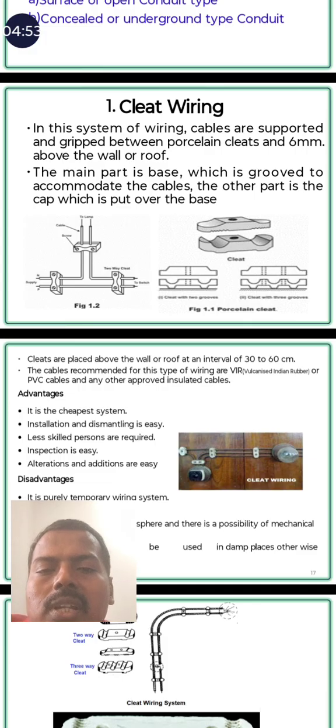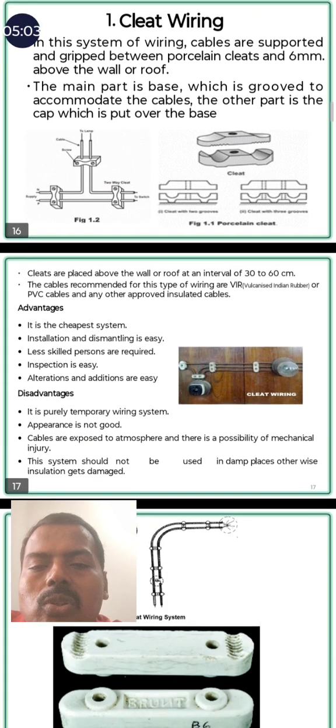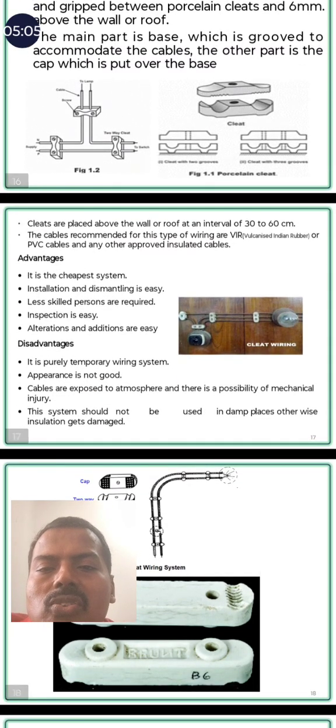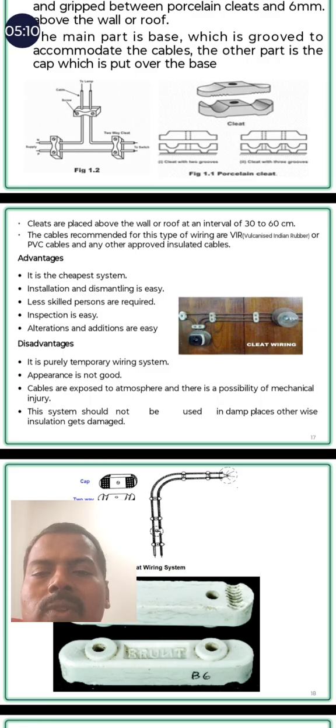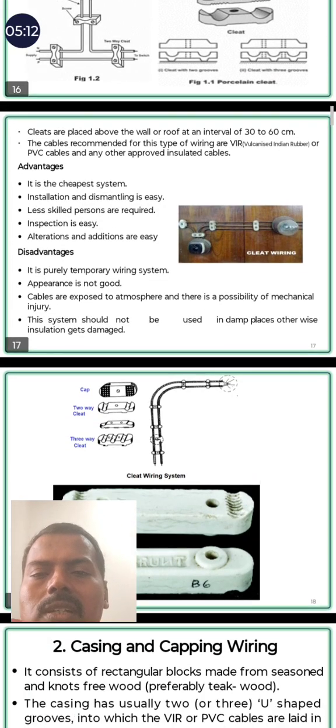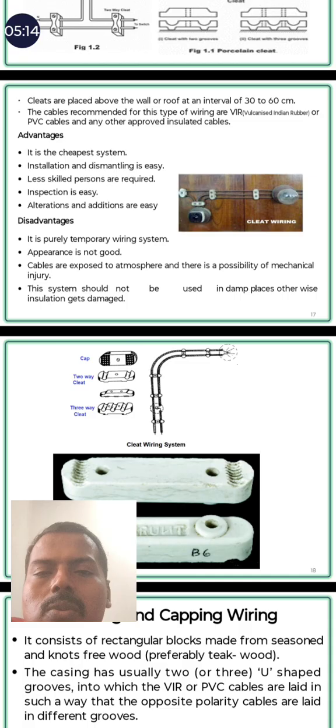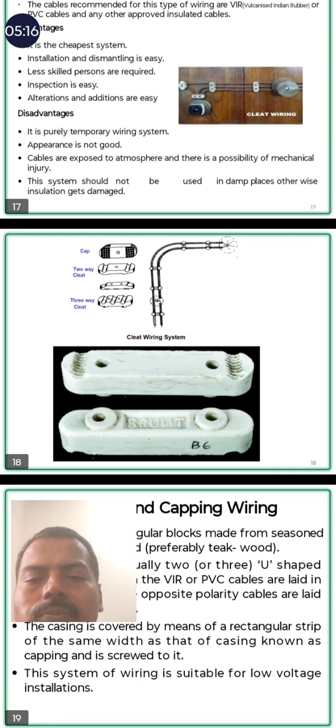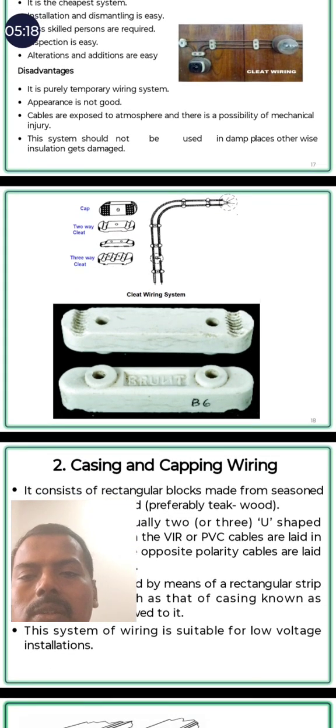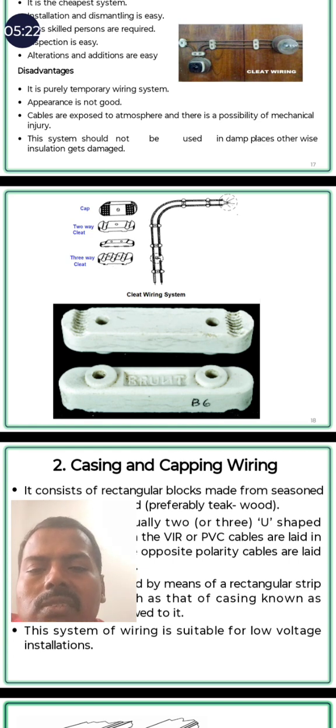The cables recommended for this wiring are vulcanized Indian rubber, that is nothing but VIR, or PVC cable and any other approved insulated cable. The main advantages are a cheaper system, easy installation, and less skill needed to do the wiring. The disadvantages are that it is a temporary wiring system and the appearance is not good. Here I am showing the pictorial representation, which makes it easy to understand.